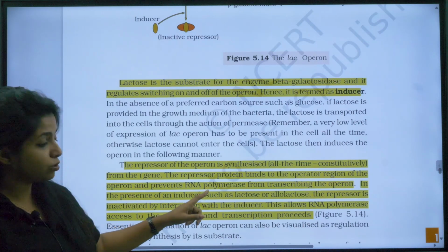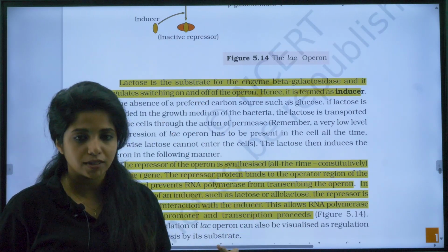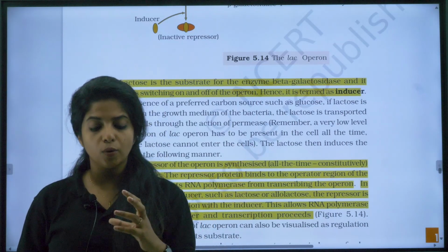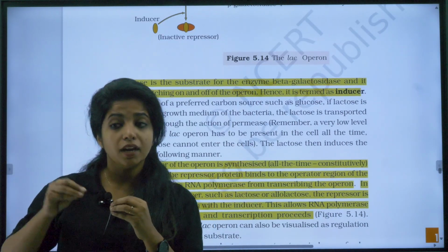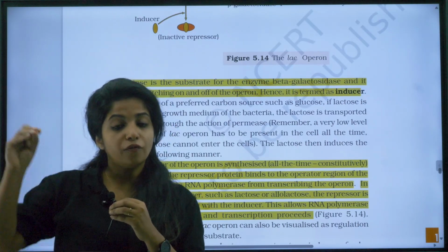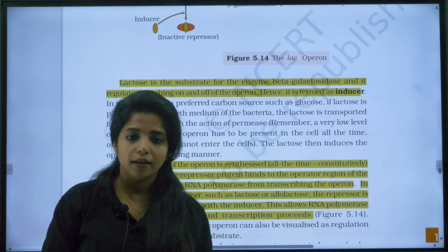Now in the presence of an inducer, that is lactose or basically allolactose, what will happen? This lactose will go and bind with the protein. Now this protein, is it free to go and bind to the operator? No. So if it is not binding to the operator, obviously RNA polymerase would be able to transcribe there.